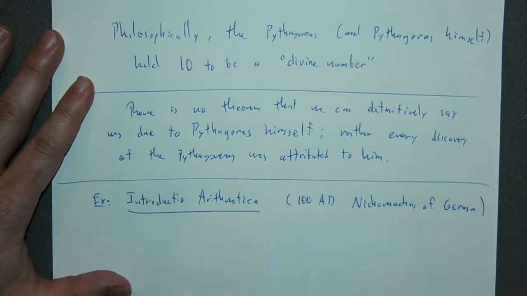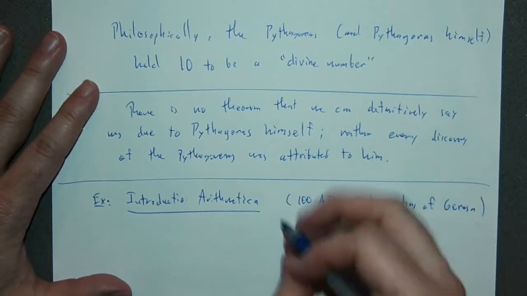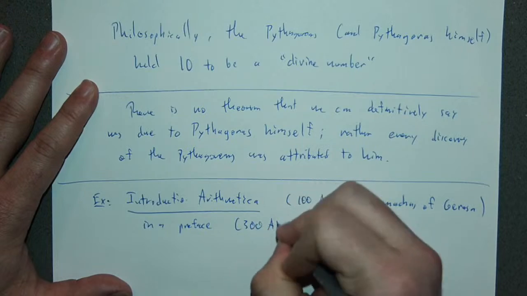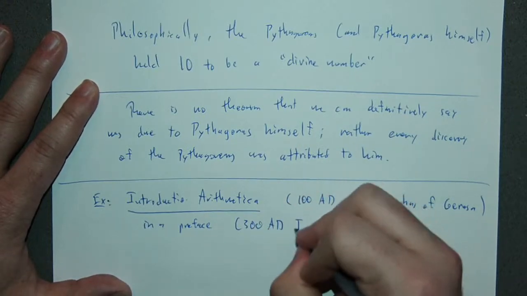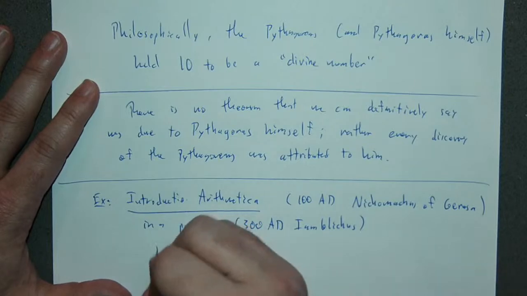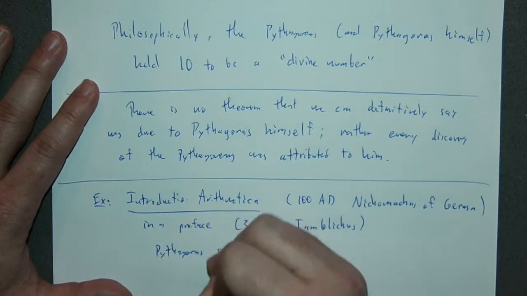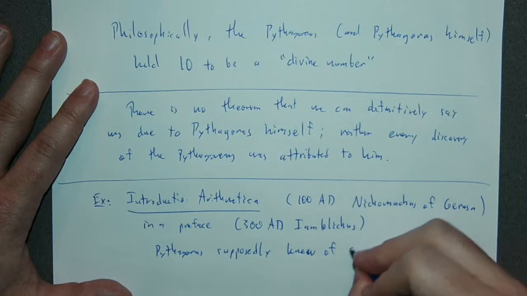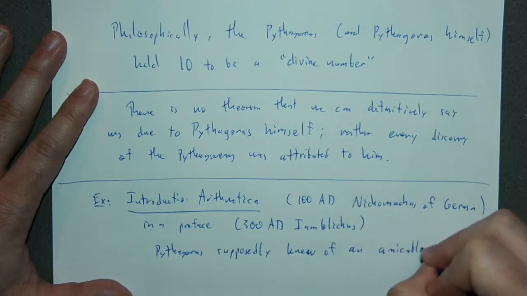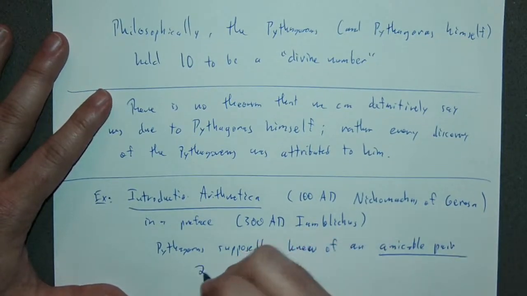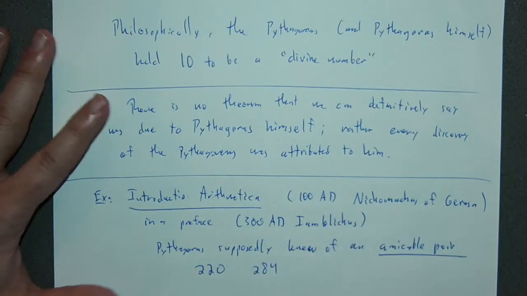Okay, so in a preface to this, which was written in 300 AD by Iamblichus, Pythagoras supposedly knew of an amicable pair. I'll explain what that is in a second. So the amicable pair in question is 220 and 284.